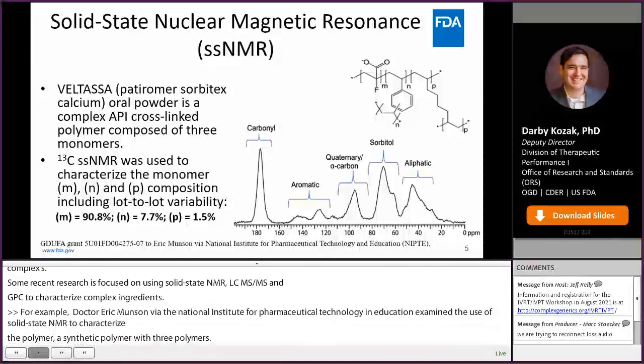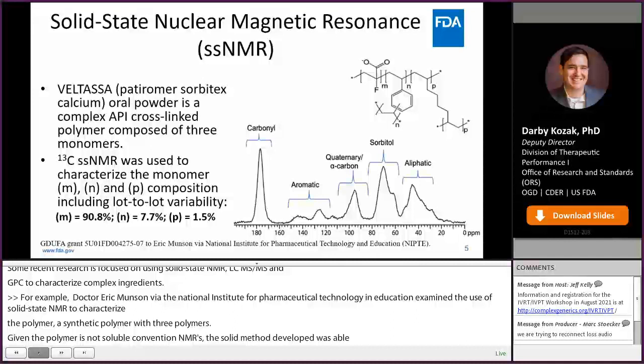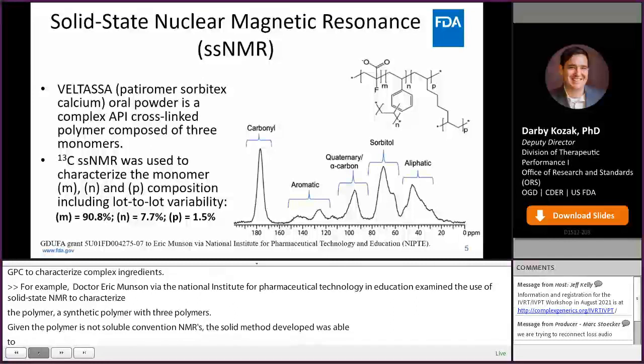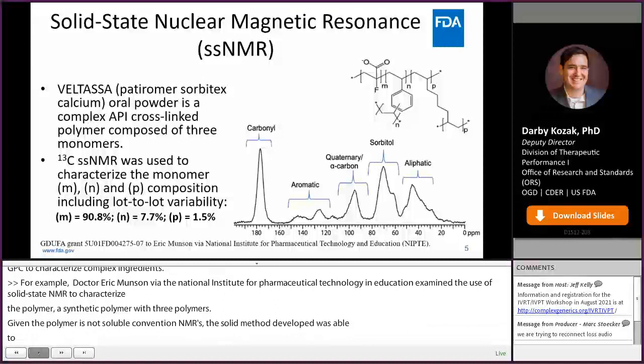The solid-state NMR method developed was able to accurately determine the ratio of each monomer and was used to evaluate lot-to-lot variability of the reference listed drug. These findings not only better inform FDA reviewers on the RLD product, but also aim to provide generic industry with a method to develop and compare their proposed generic to the RLD.